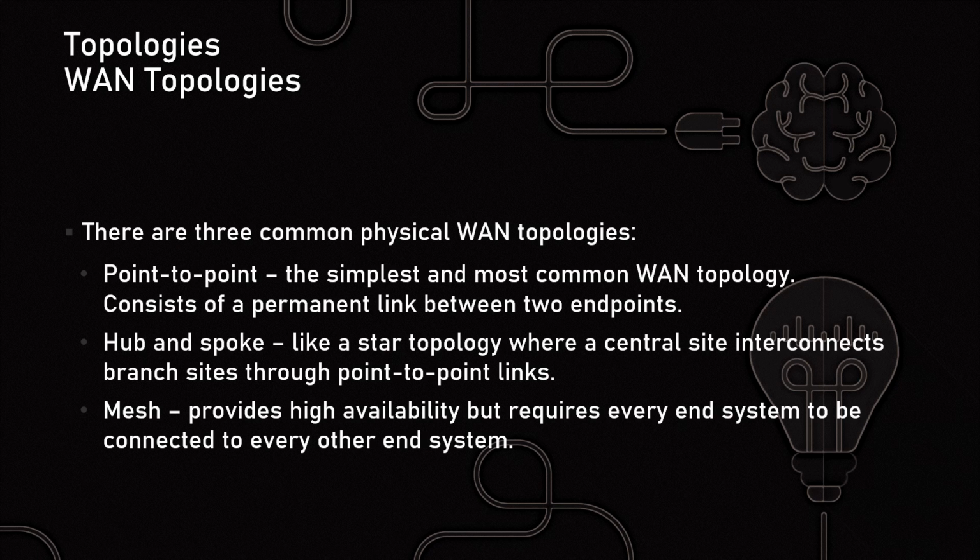The mesh is very high availability, but requires every end system to be connected to every other. So if we have a group of 6 computers, each computer has to have 5 connections, one to each of the other partner computers in that group. This is great for making sure there's lots of redundancy, and in the event of a particular network device failing, that the rest of the network can go forward. But the amount of overhead that is required to maintain those connections can be very, very difficult to maintain, especially with scalability.